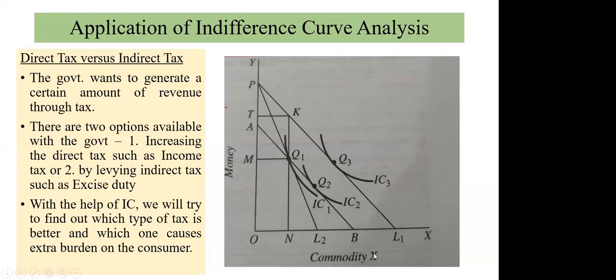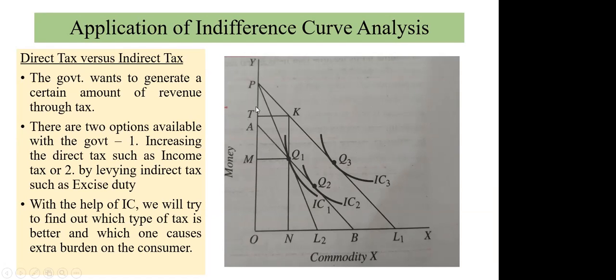Now we move to the lump sum tax. Suppose government doesn't choose to put indirect tax. They are taking a lump sum amount as income tax from the income of the people. So initially again the price line was PL1. I am at indifference curve IC3 and Q3 is my equilibrium point.